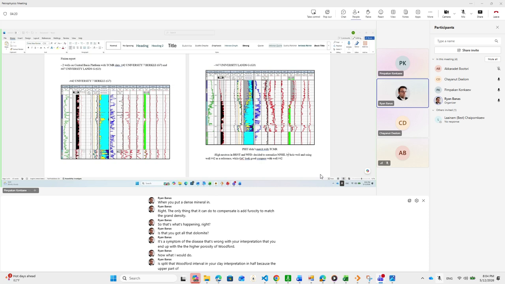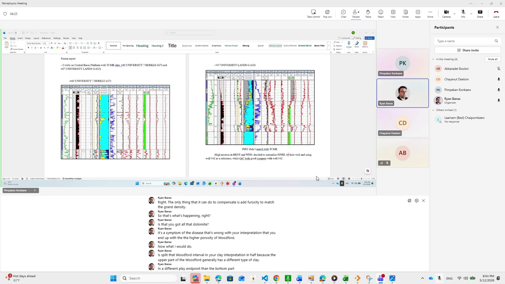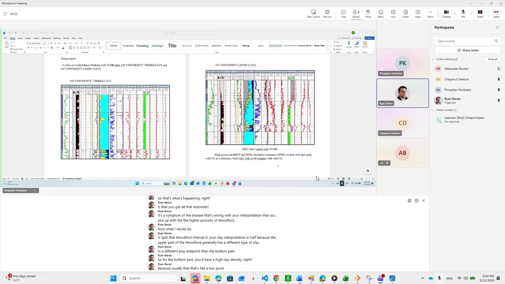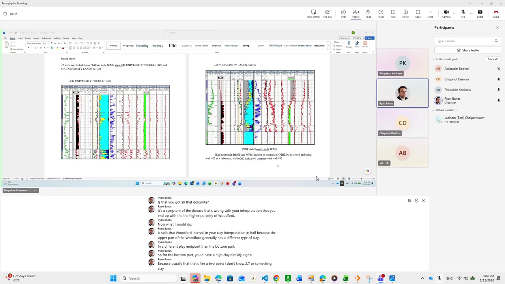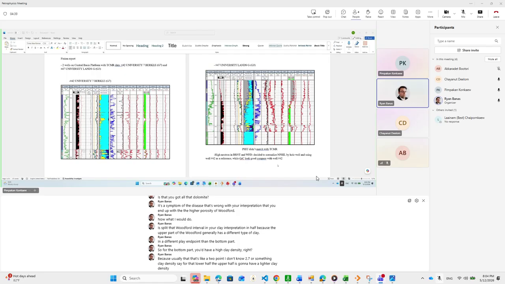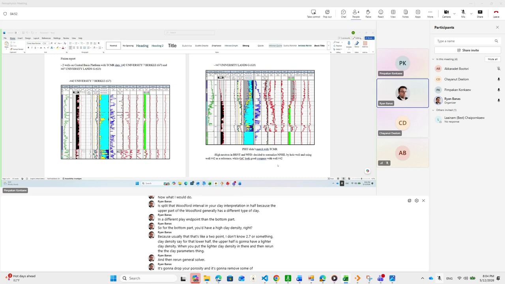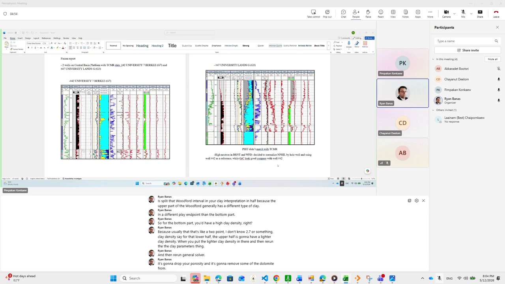Now, what I would do is split that Woodford interval in your clay interpretation in half, because the upper part of the Woodford generally has a different type of clay and a different clay endpoint than the bottom part. For the bottom part, you'd have a high clay density, usually something like 2.7 for that lower half. The upper half is going to have a lighter clay density. When you put the lighter clay density in there, rerun the clay parameters and rerun the mineral solver, it's going to drop your porosity and remove some of the dolomite from that model.